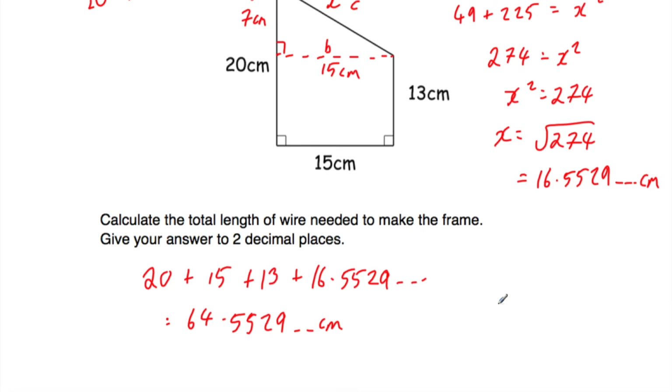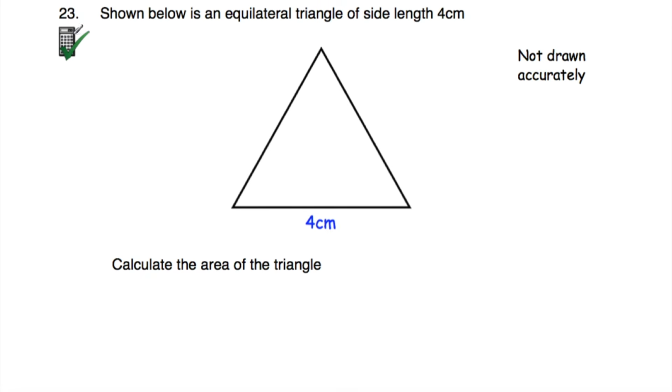And we've been asked to give our answer to two decimal places. That'll be 64.5. We've got 52, so we're not going to round up. So it'll be 64.55 centimeters. And that's it. Okay, let's have a look at our next question, question number 23.